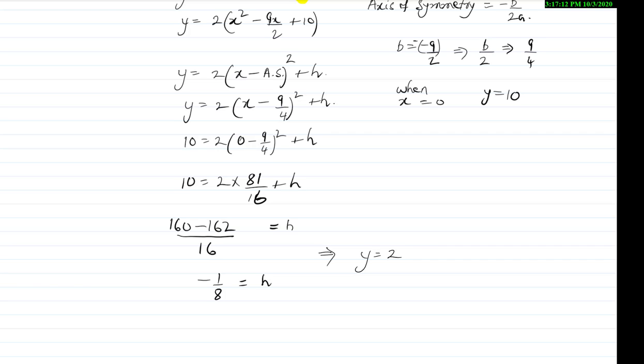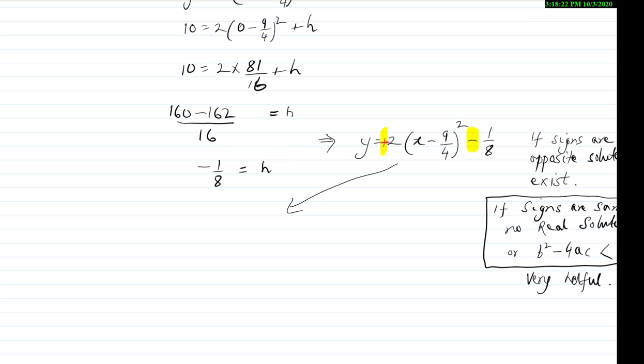Now this gives me the equation for the quadratic in the turning point form. Once I've got the equation in the turning point form, I've put a positive there, and then the vertical translation is negative 1 on 8. Now if those two signs are opposite, the solutions will exist. If those two signs are the same, then there'll be no solutions. So in this particular case, obviously the solutions exist.